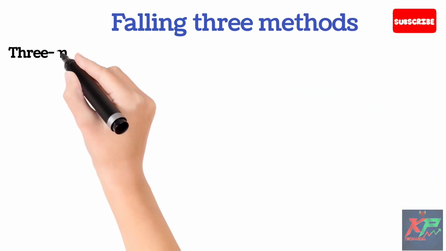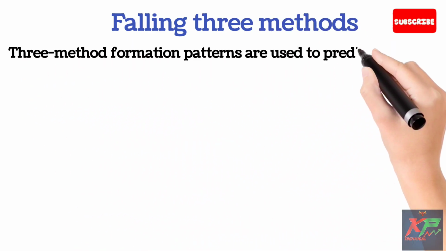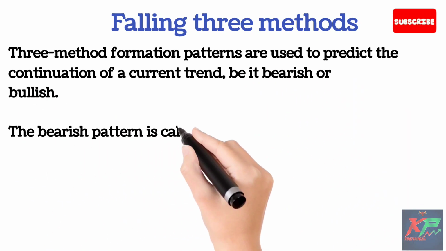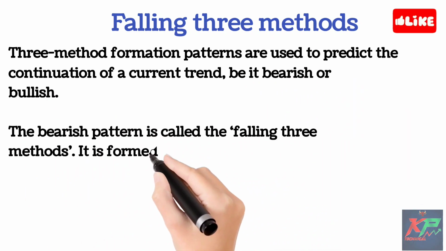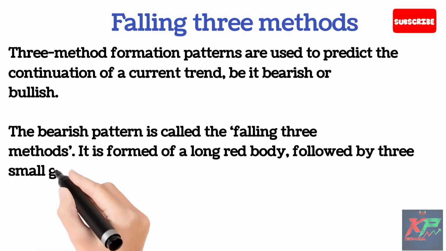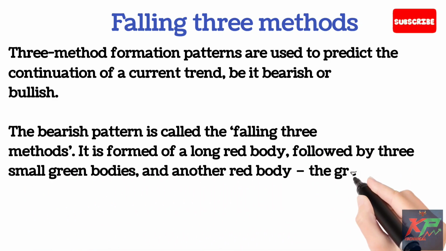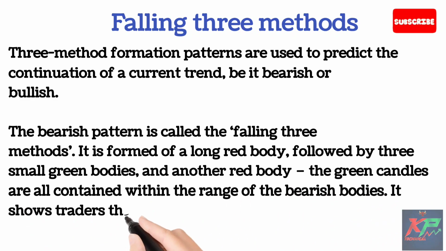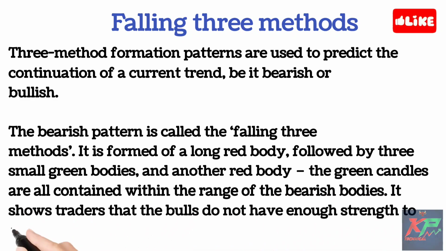Falling three methods: three-method formation patterns are used to predict the continuation of a current trend, be it bearish or bullish. The bearish pattern is called the falling three methods. It is formed of a long red body, followed by three small green bodies, and another red body. The green candles are all contained within the range of the bearish bodies. It shows traders that the bulls do not have enough strength to reverse the trend.